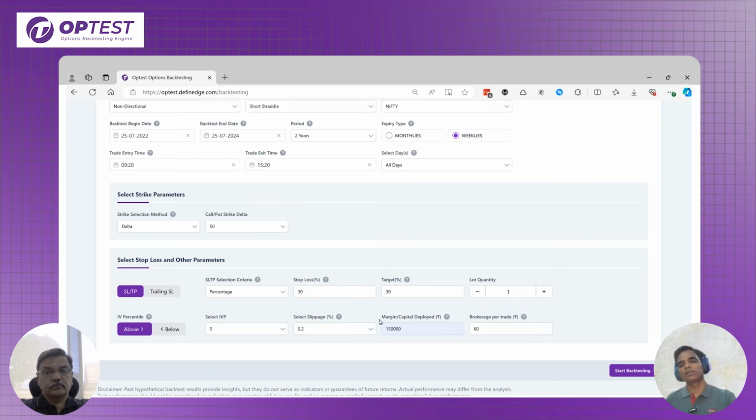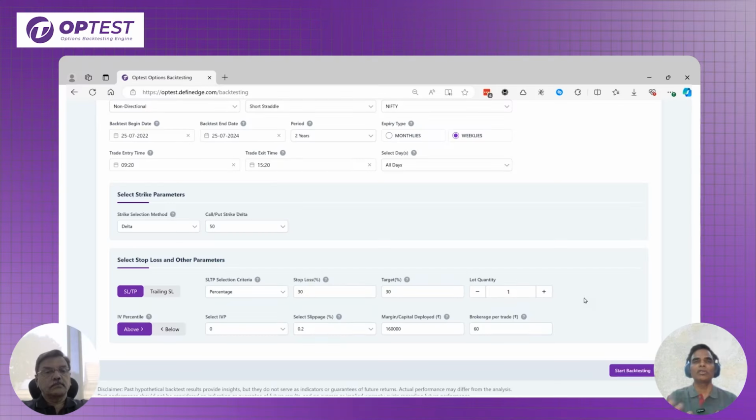So let's make it 2x here. By default you require 80,000 with 25 lot size in Nifty for a short straddle. So now let's make it 1.6 lakh. So you can change it, it's not an issue. It's totally in your hands, totally customizable.